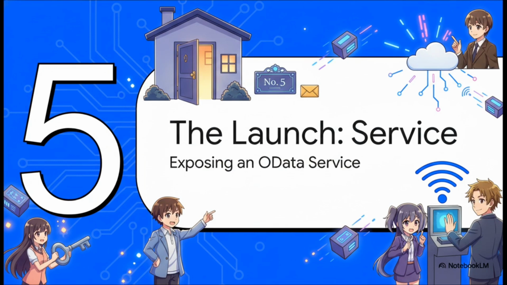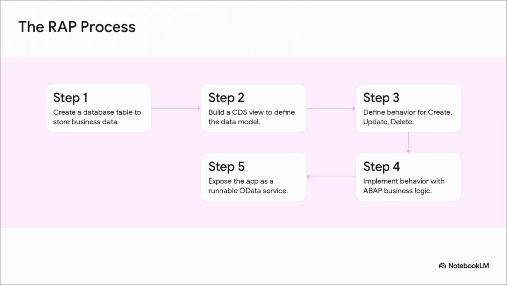So our house is built, the utilities are all connected. The very last step is to give it an address and a front door so people can actually find it and use it. It's time to launch this thing. We have made it to our final step, exposing our brand new application as an OData service so a Fiori app can actually connect to it.